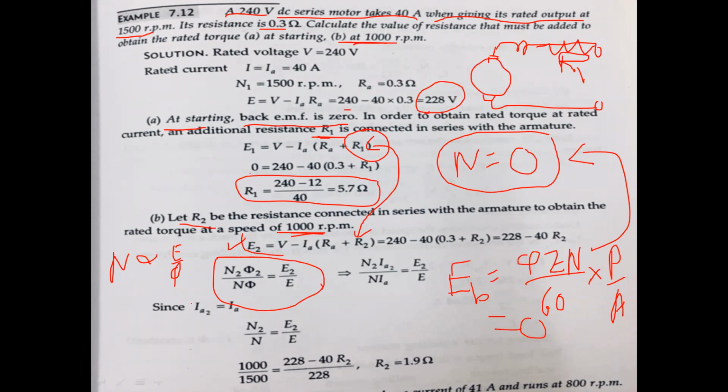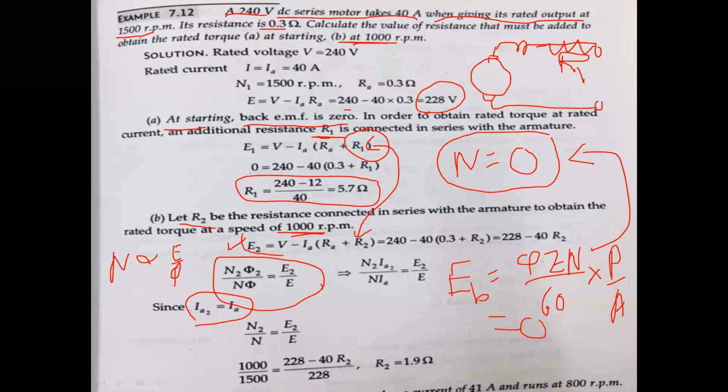So armature current is the same, that is Ia equals Ia2, because of rated current. In a series motor, the armature current and field current are also the same, because both armature and field are connected in series, so the flux is proportional to armature current. Same current means the flux is also the same.